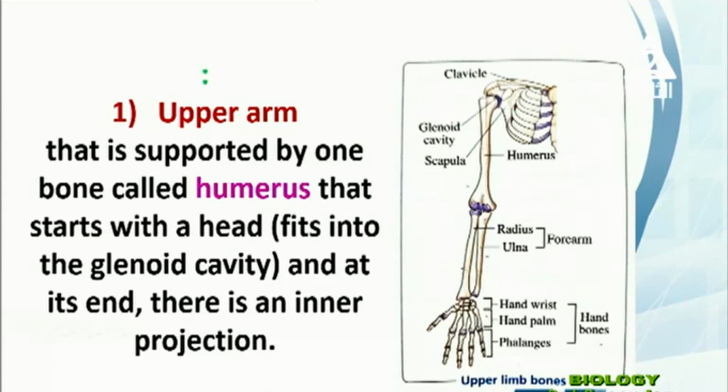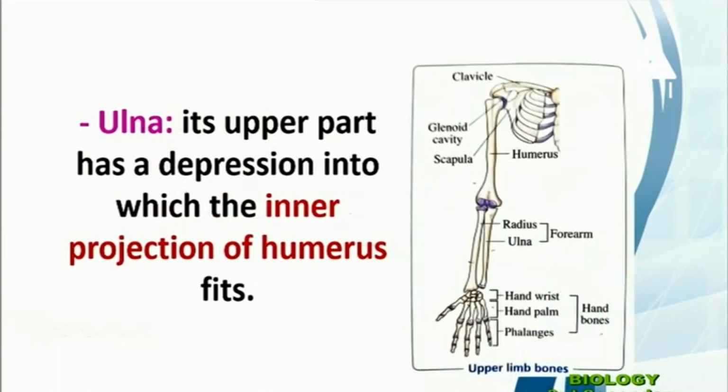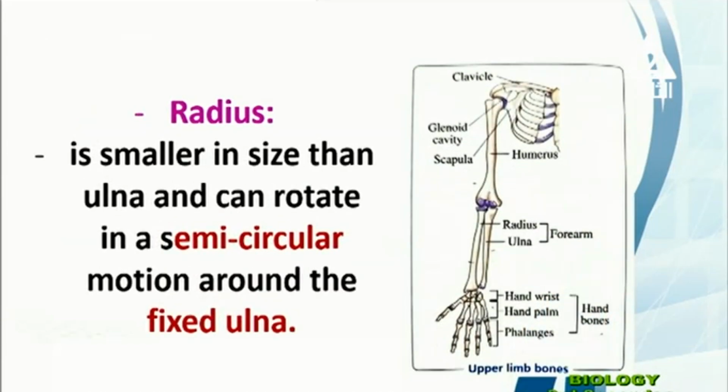The second part is the forearm. You see the forearm? It consists of 2 bones, the first is the ulna. Its upper part has a depression, okay, which the inner projection of the humerus fits. This is the ulna. While the radius, I told you, is smaller in size than the ulna and can rotate in a semicircular motion around the fixed ulna. By the way, try to note radius starts with R, which can rotate.